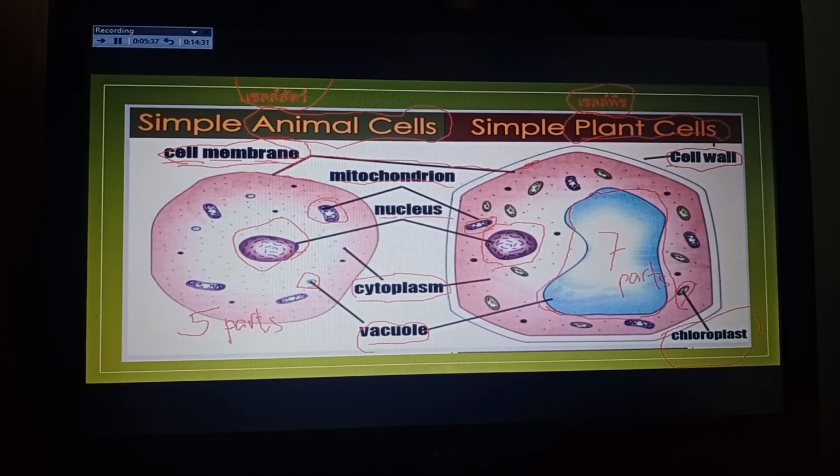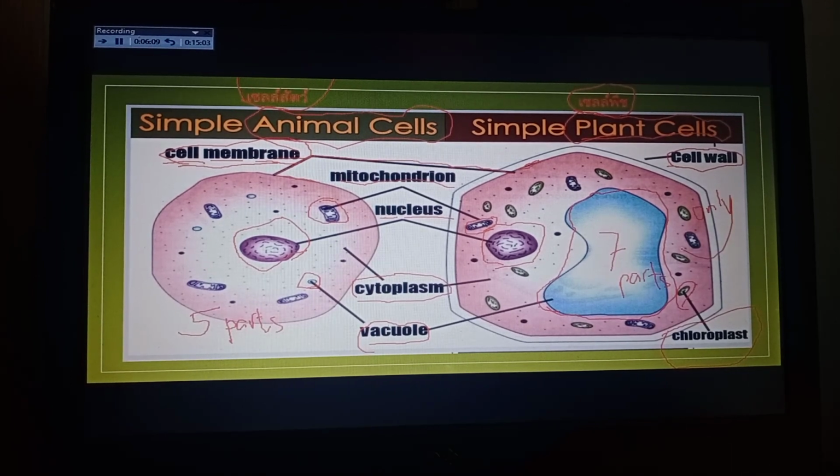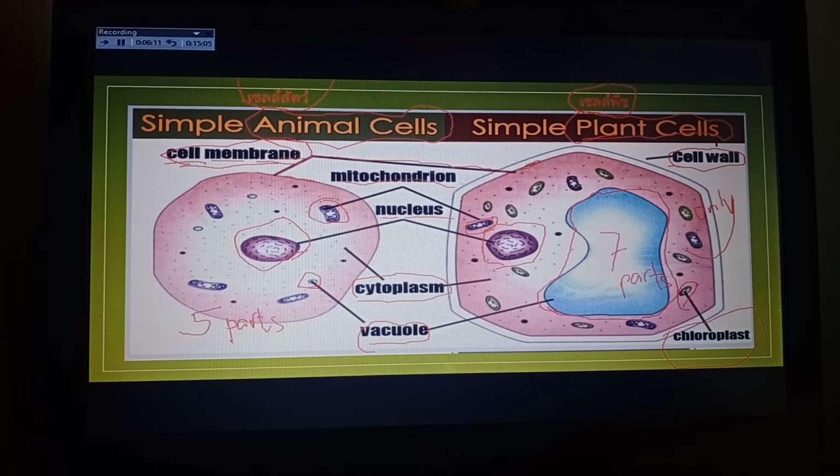Okay, I hope you understand all about this diagram, the simple animal cells and our simple plant cells. It's very easy to understand actually. Again, this connecting line means that the parts that you can see on both sides you can find on both sides. While this one, cell wall and chloroplast, you can find only in our plant cells.